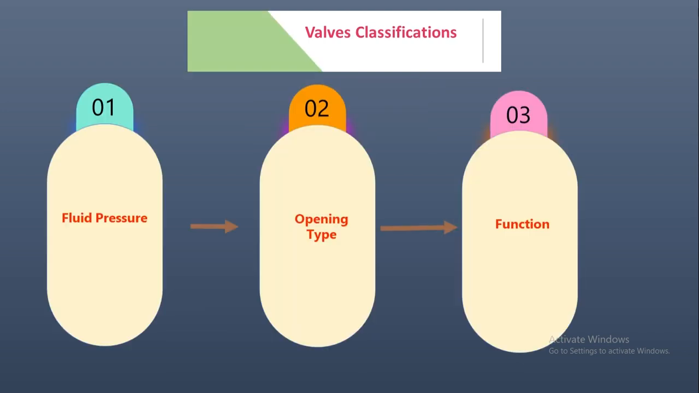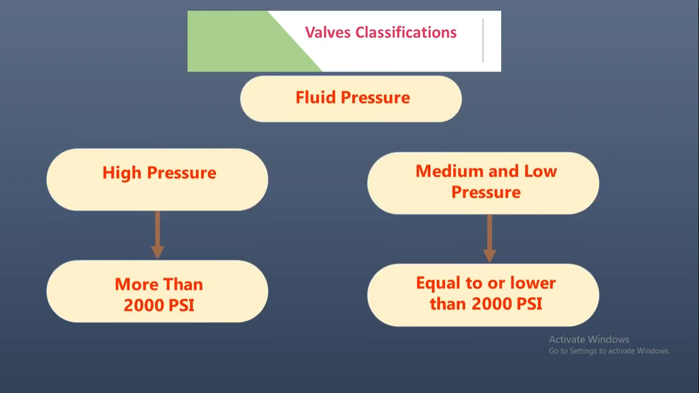Section number 3 is the valve classifications. Valves are classified according to the fluid pressure, or according to the operating type, or according to the function. According to the fluid pressure, there are 2 types of these classifications. Number 1 is the high pressure valve, which is holding a fluid pressure more than 2000 psi, like gate valves, plug valves, and ball valves.